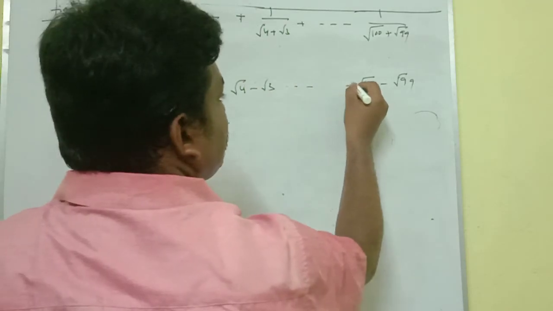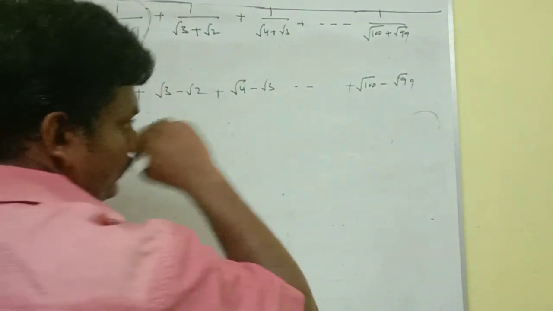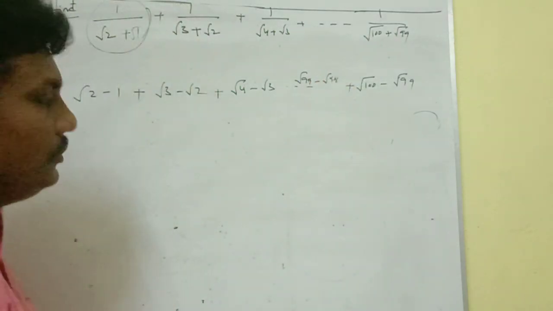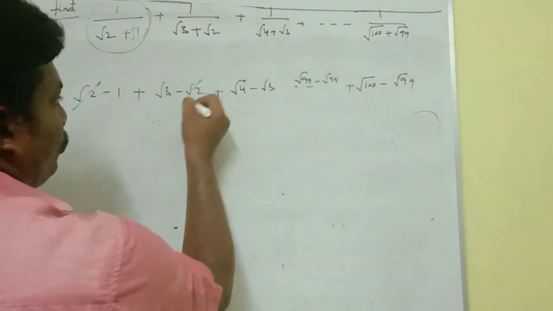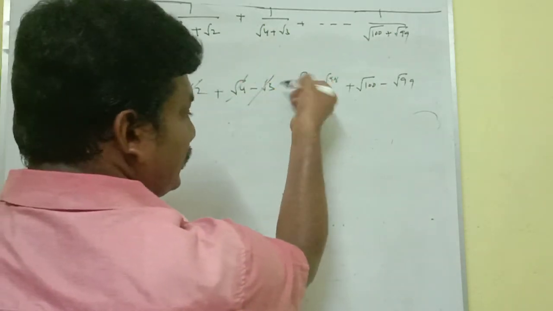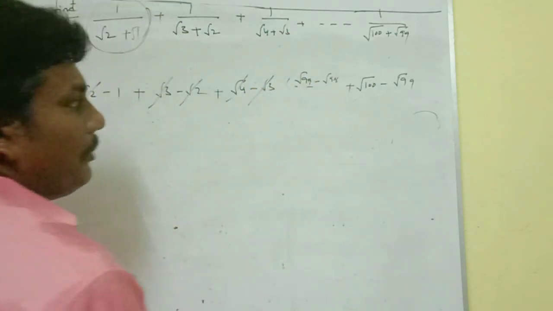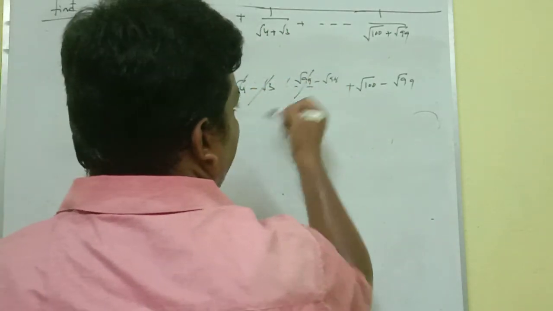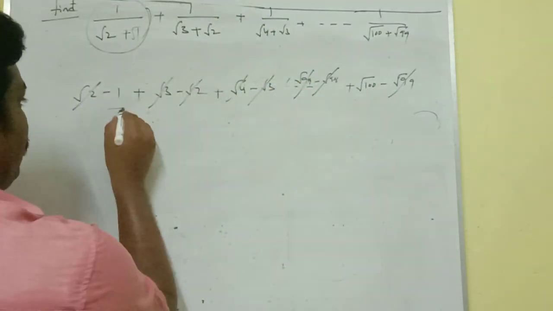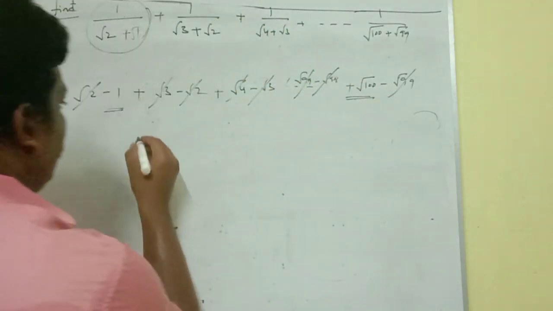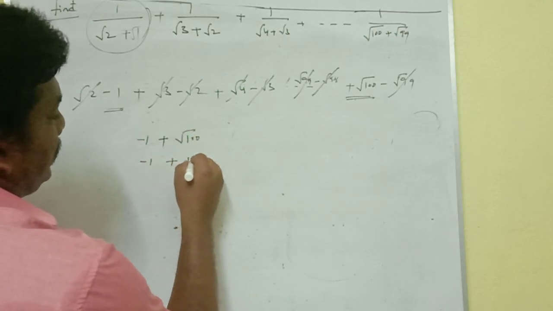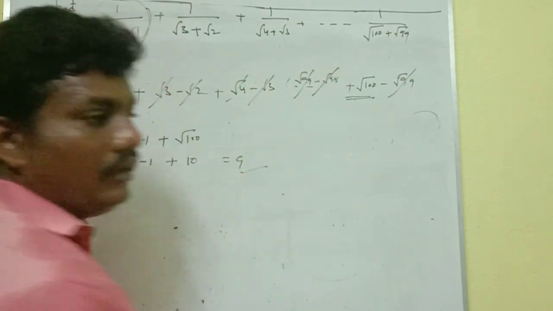Before that, we can write root 99 minus root 98. So here root 2 and minus root 2 get cancelled, root 3 and minus root 3 get cancelled, and root 4 and minus root 4, the continuous terms, get cancelled. So root 99 and minus root 99 are cancelled, and root 98 terms are cancelled. The remaining are minus 1 and plus root 100. This is minus 1 plus root 100, which is minus 1 plus 10. The answer is 9. So a very simple question.